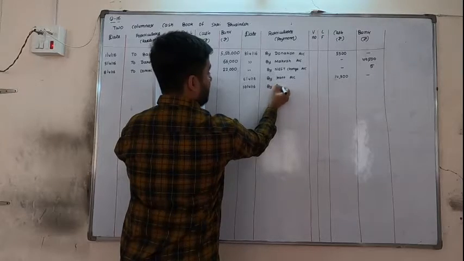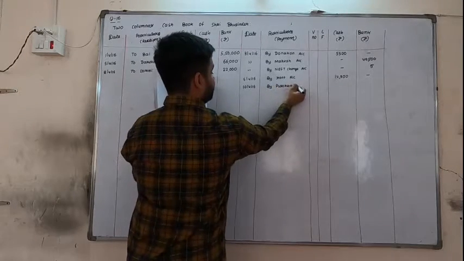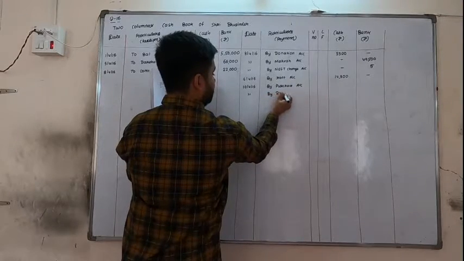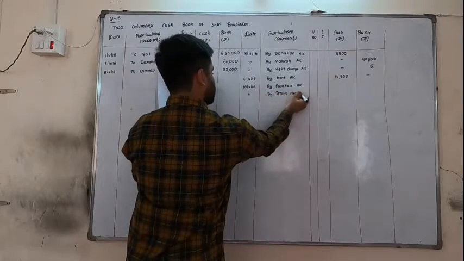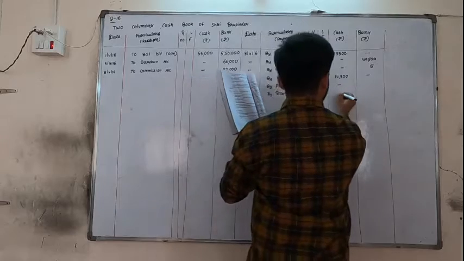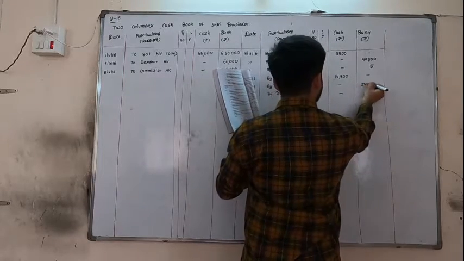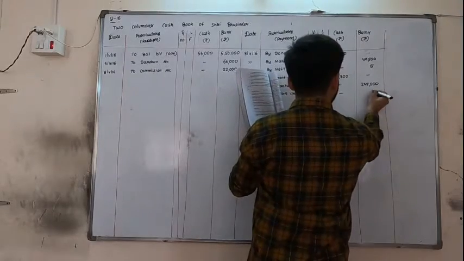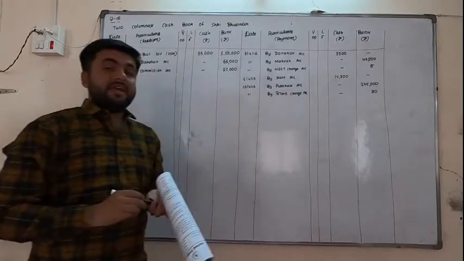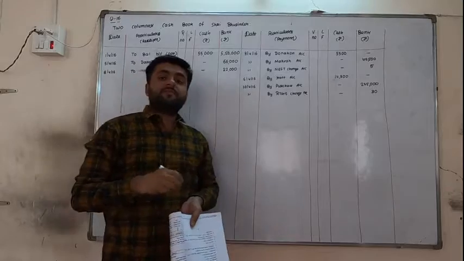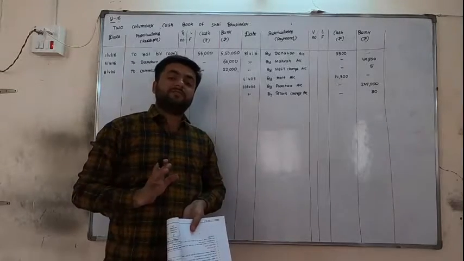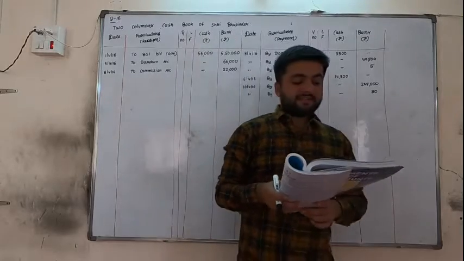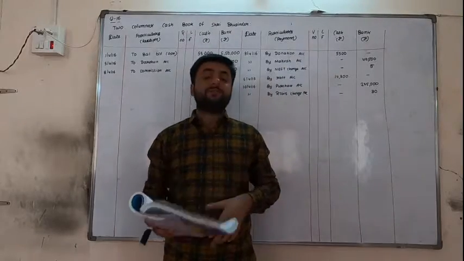Think and write, okay, by purchase account and on the same date by RTGS charge account. Now the purchase is made for 2,75,000 rupees and 30 rupees is the RTGS charge. As you know, about 2 lakh is paid by RTGS only, so we are doing RTGS, not NEFT. 12th, cash sales 385, amount is received through RTGS.